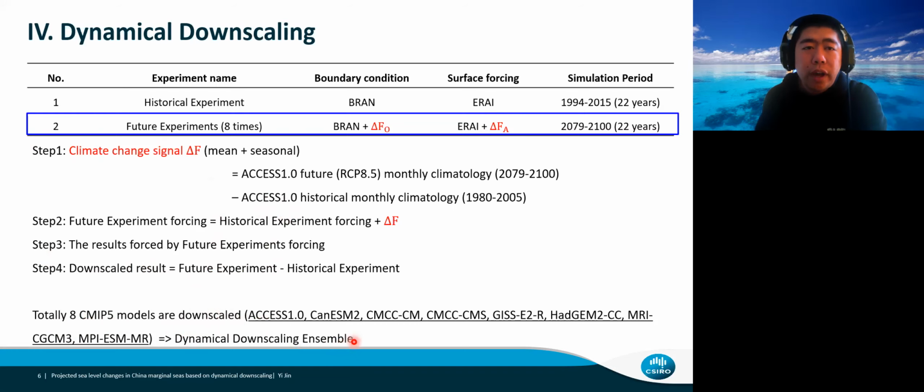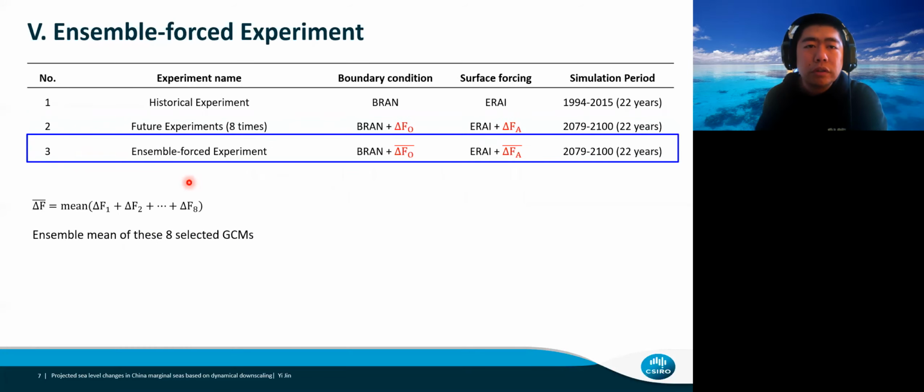Before I show the results, I also want to introduce another experiment we did, which is called ensemble force experiments. So in these experiments, the data FO bar and the data FA bar are applied for the boundary condition and the surface forcing respectively. And the bar here means the ensemble mean of these 8 selected GCMs.